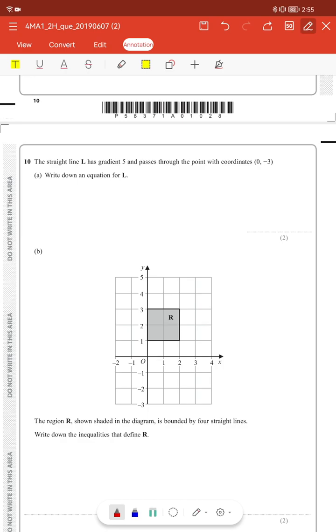It has a gradient of 5 and passes through the point that has coordinates of that. So we know y equals mx plus c. So y would equal 5x plus c, and when x is 0, y is minus 3. So that is our plus c. So we can just write y is equal to 5x minus 3.